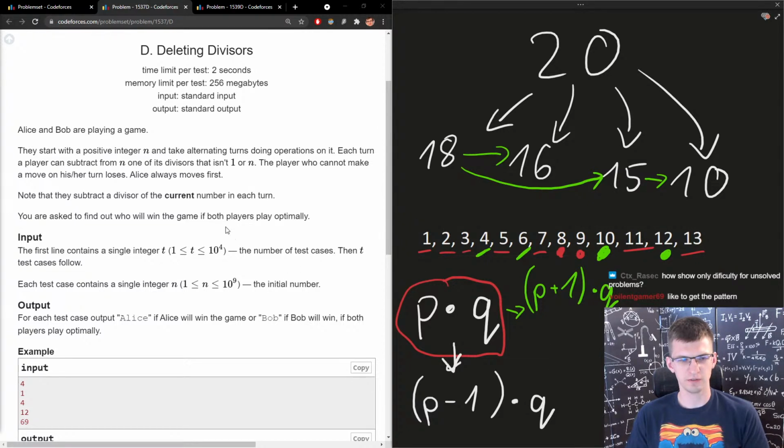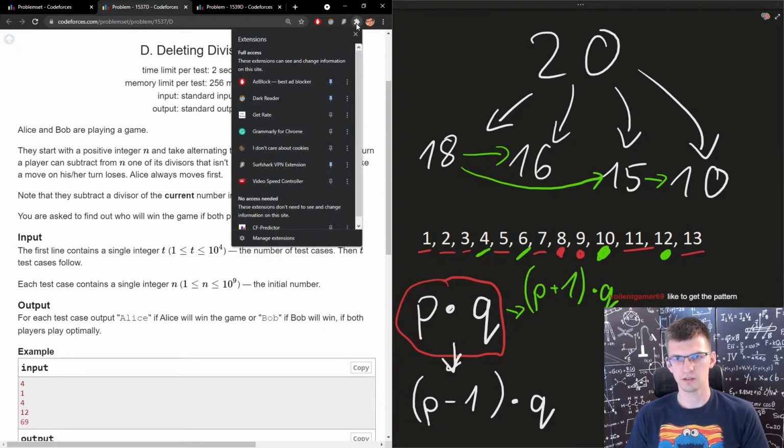How to show only difficulty for unsolved problems? It's an extension in Chrome. There's an extension, maybe it's here. Get rate, I guess it's that.